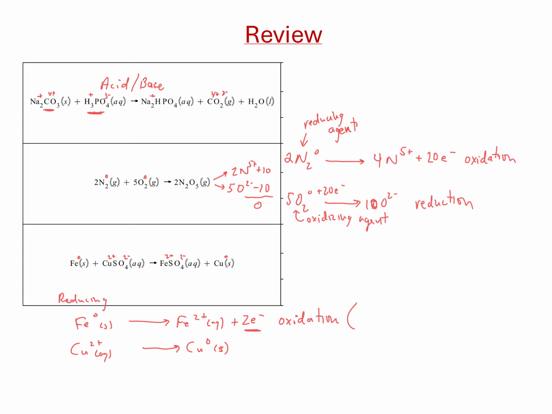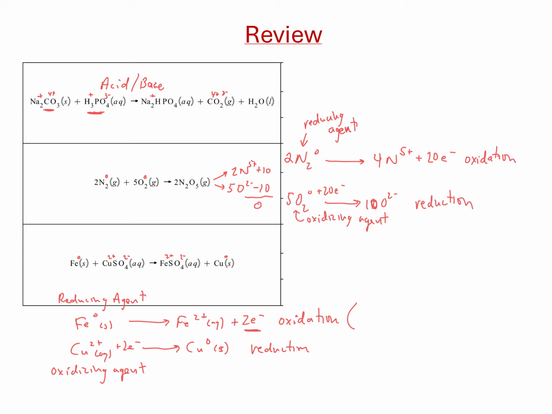reducing agent. By default, copper must gain those 2 electrons, so that makes this our reduction half reaction, and that would make copper our oxidizing agent in this redox reaction.